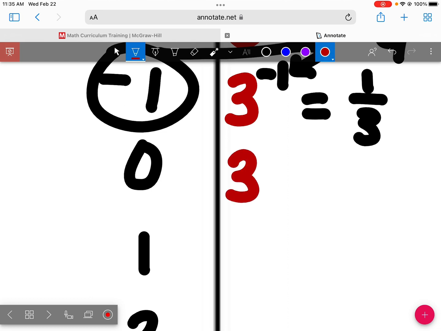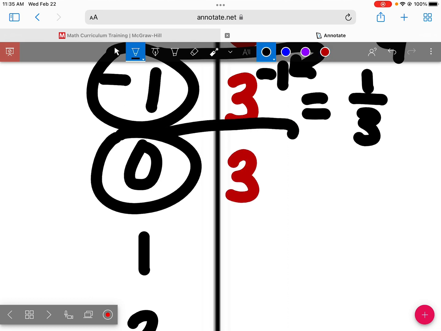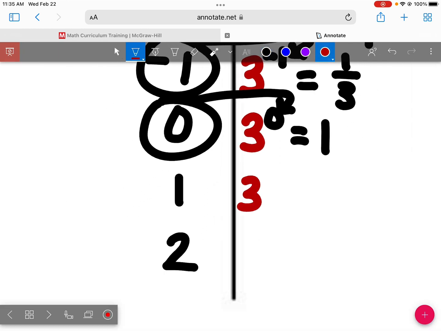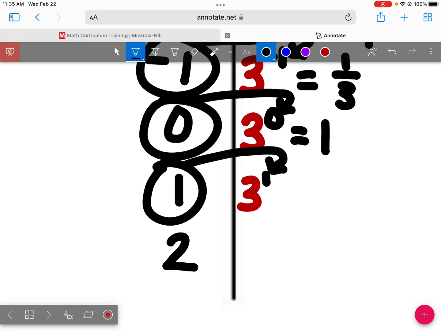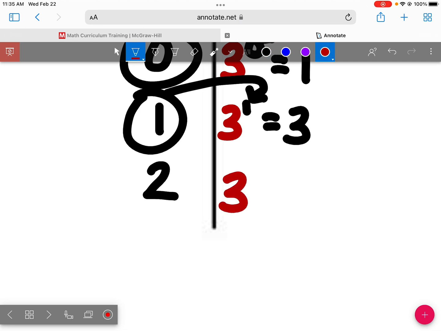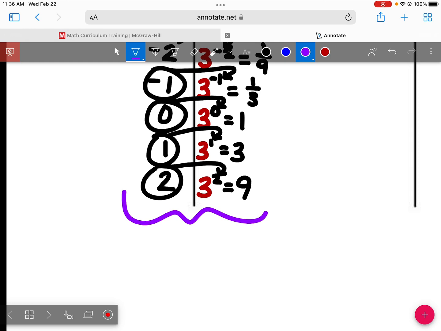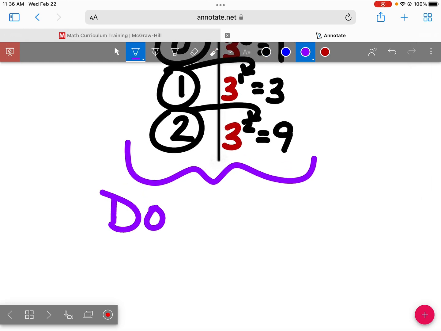Base of my log to the power of this x. 3 to the 0 power? 1. Base of my log to the power of this x. What is 3 to the first power? 3. Base of my log to the power of this x. 3 squared? 9. Yep.